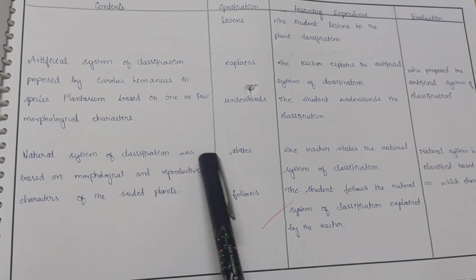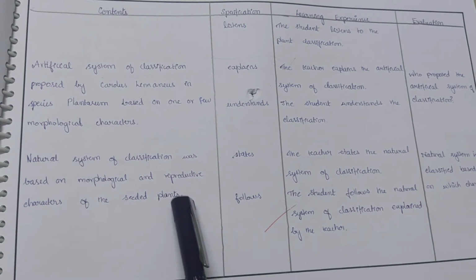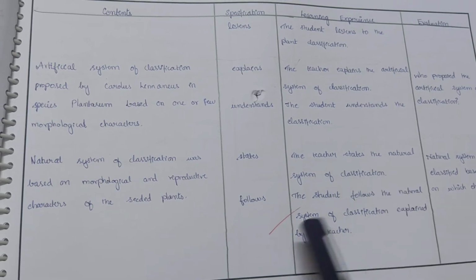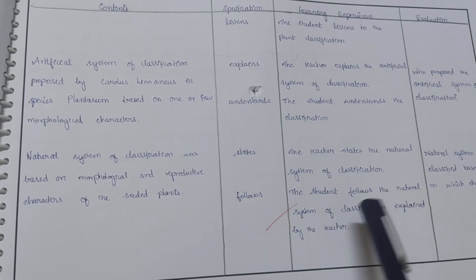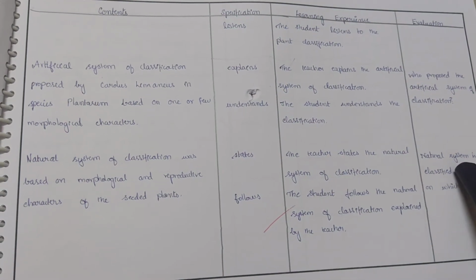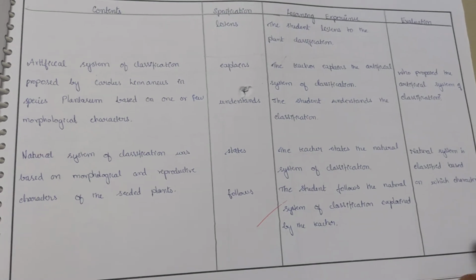Natural system of classification was based on morphological and reproductive characters of the seeded plants. States: the teacher states the natural system of classification. Follows: the student follows the natural system of classification explained by the teacher. Natural system is classified based on which character?